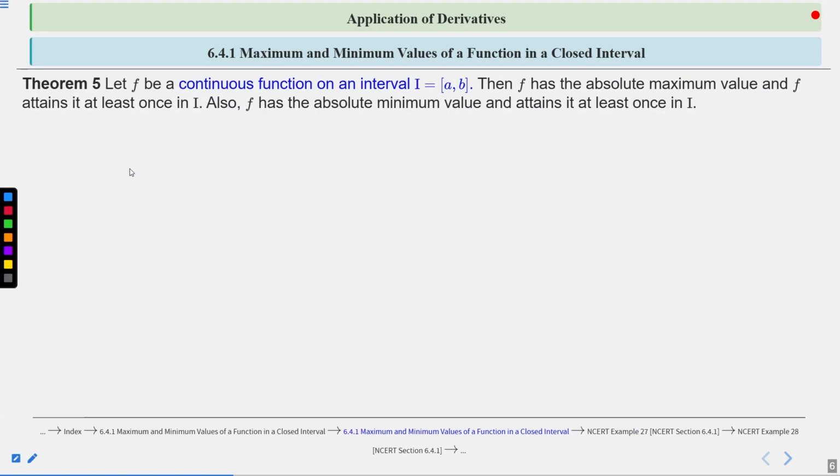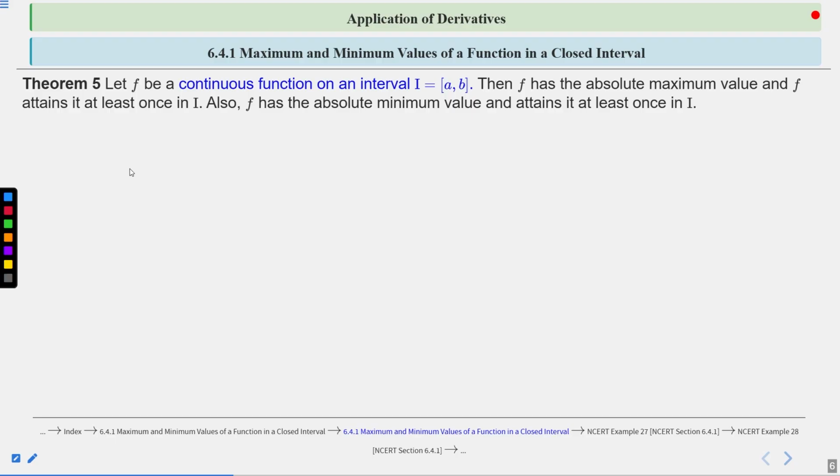Now, let us see maximum and minimum values of a function in a closed interval. Theorem 5, NCERT section 6.4.1. It says: let f be a continuous function on an interval I which is [a, b]. Then f has absolute maximum value and f attains it at least once in I, right?